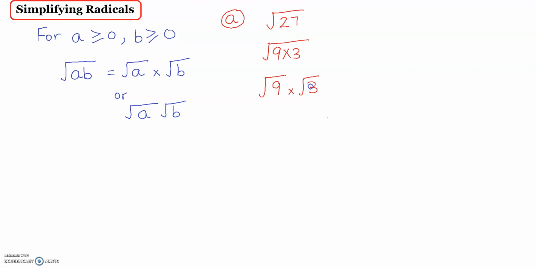Evaluate the perfect square. So square root of 9, I know that it's 3. And then I already have square root of 3. Therefore, this is the answer. So that's the first example I have. Let's just look at the other example.